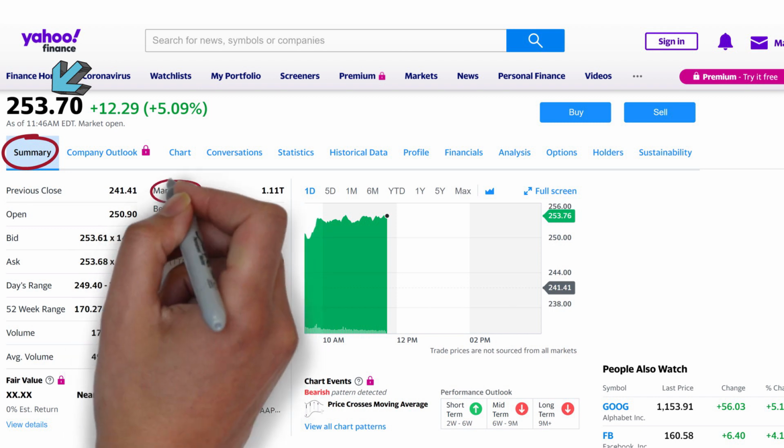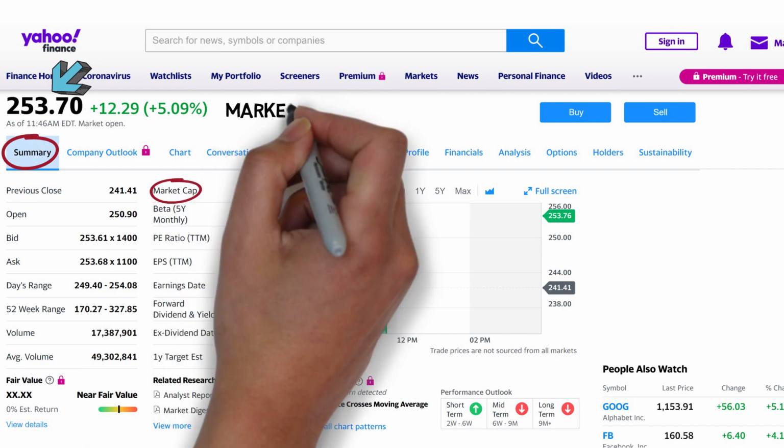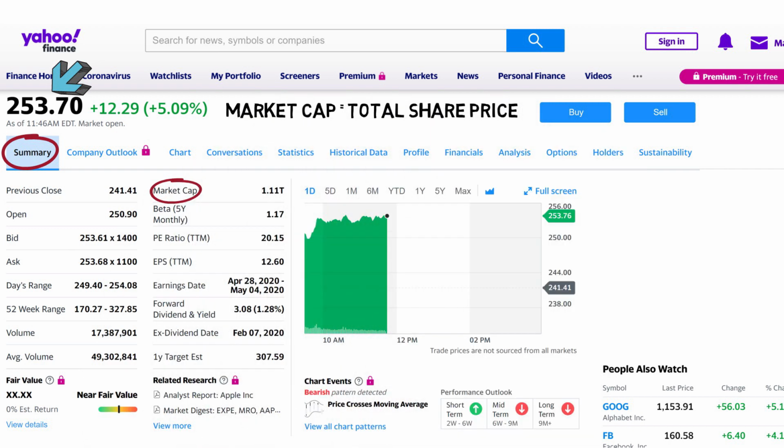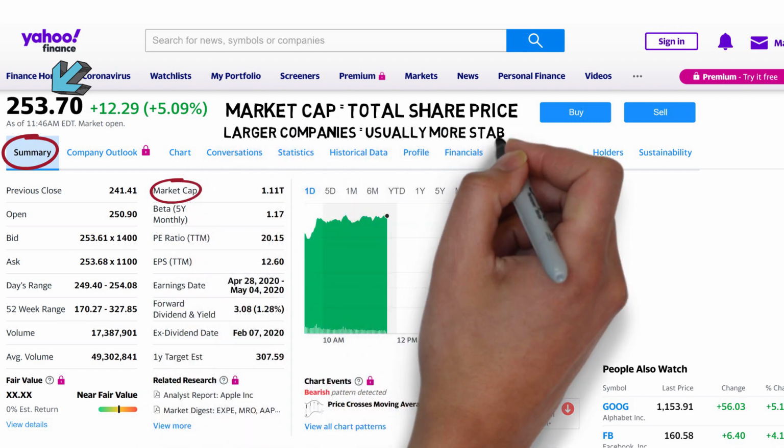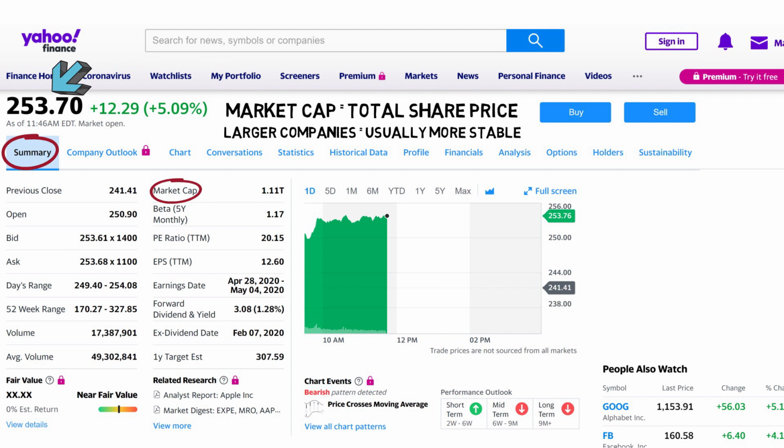Let's look at market cap. Market cap is how much the company is worth based on share price. Apple is currently worth over $1.1 trillion. Typically, I want to buy stock in large companies like Apple. Larger companies are usually more stable, are more likely to beat out smaller competitors, and have more staying power.